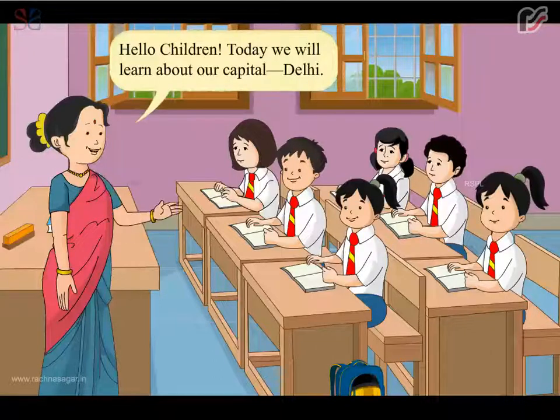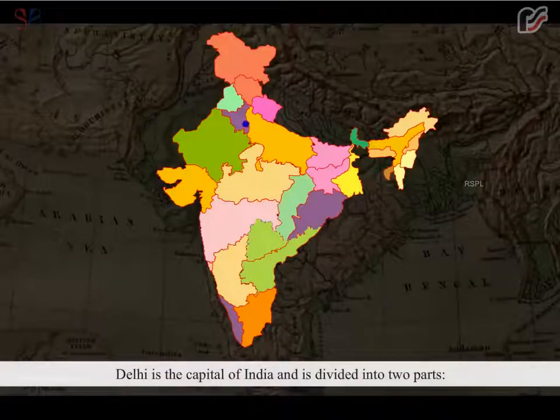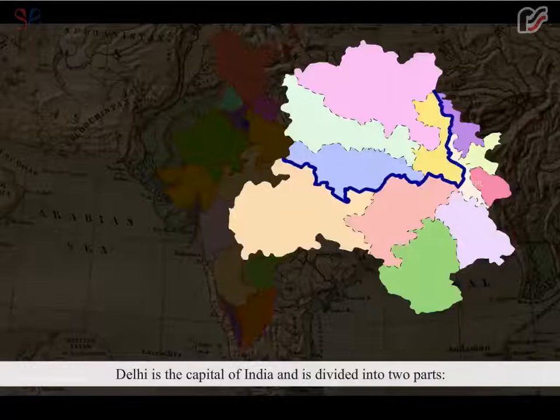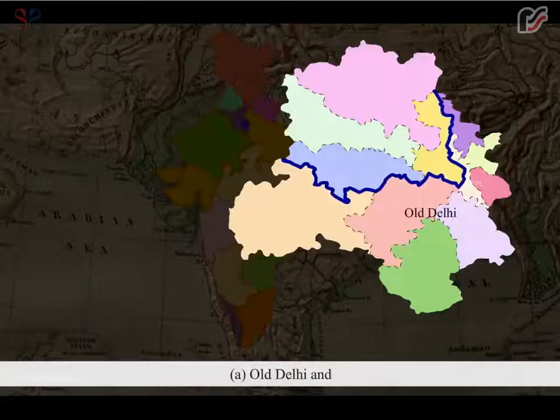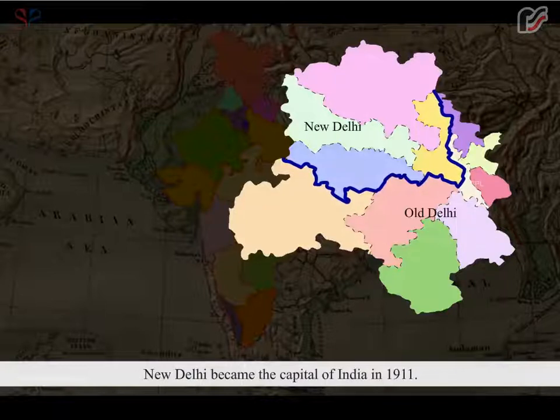Hello children, today we will learn about our capital Delhi. Delhi is the capital of India and is divided into two parts, A. Old Delhi and B. New Delhi. New Delhi became the capital of India in 1911.